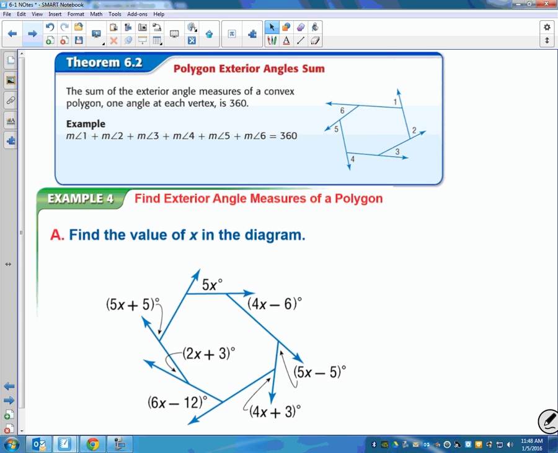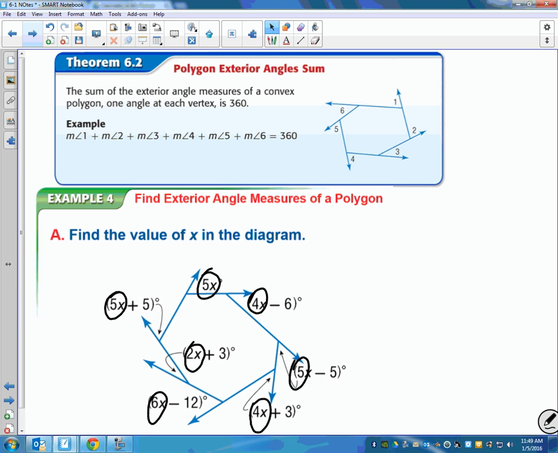So, these are all exterior angles, yes? What do we know about all of them together? That's 360. So we just need to say all of that equals 360. We could do like I did before and write all that out, because it goes all the way around. I think we should just do Audrey's technique. Let's just add up all the x's. So we did 5x plus 5x plus 4x plus 5x plus 4x plus 6x plus 2x.